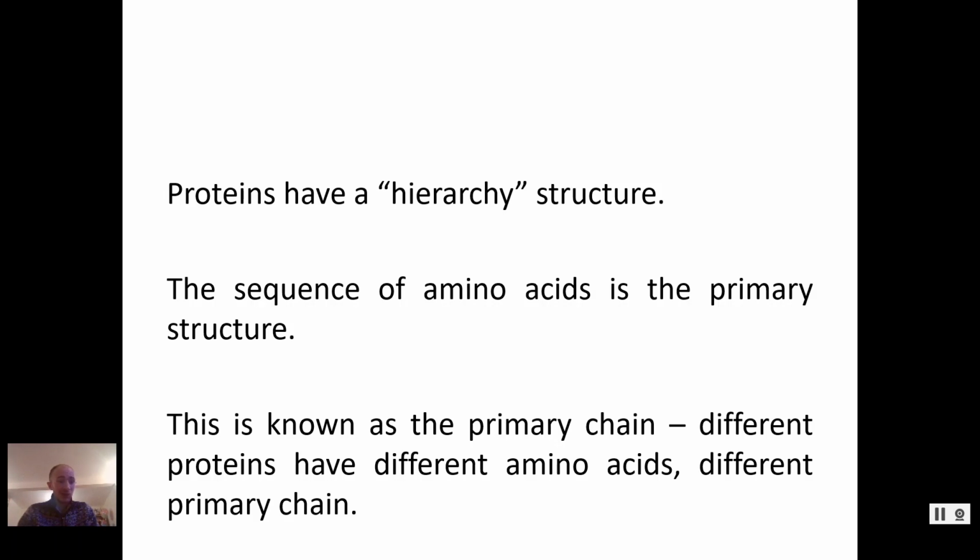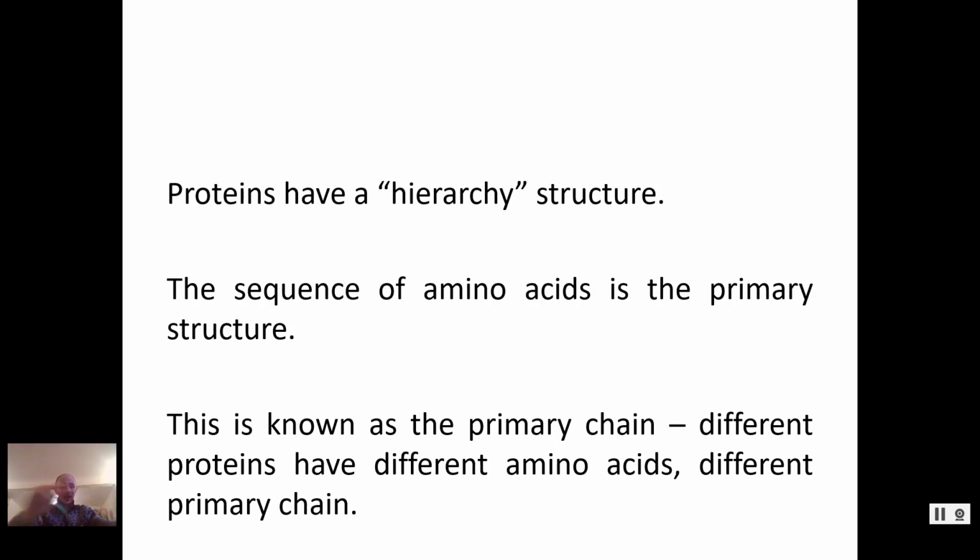So I can have 2 different proteins that are pretty much identical in every way. They have the same number of amino acids, they have the same type of amino acids. If I have them in a different order, there'll be a completely different protein, and it will have a different primary structure. So this word primary structure just refers to the order of the amino acids I have, the number of amino acids I have, and the type of amino acids I have.